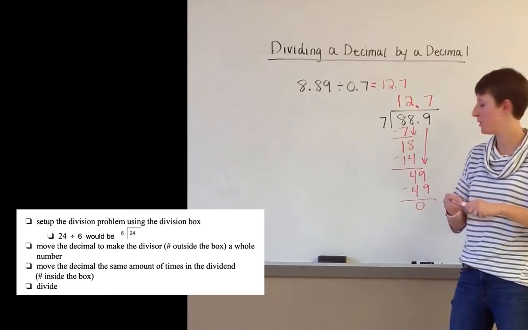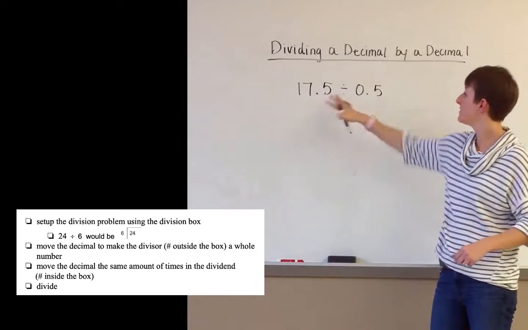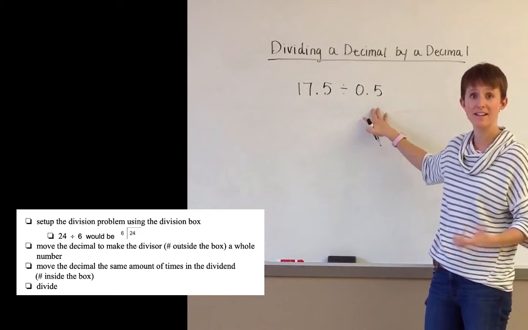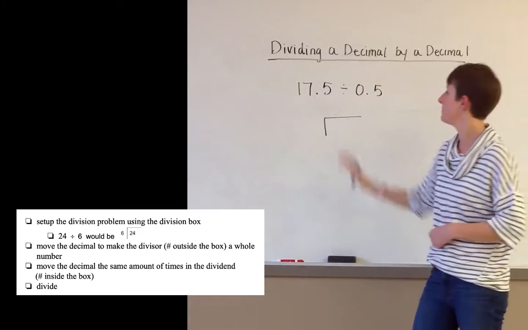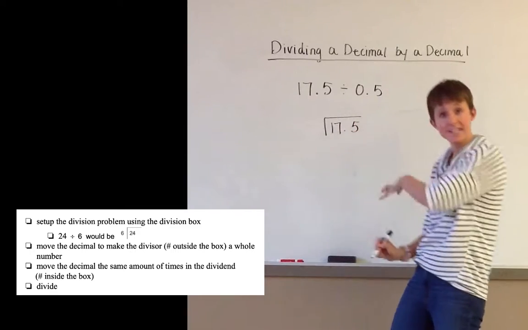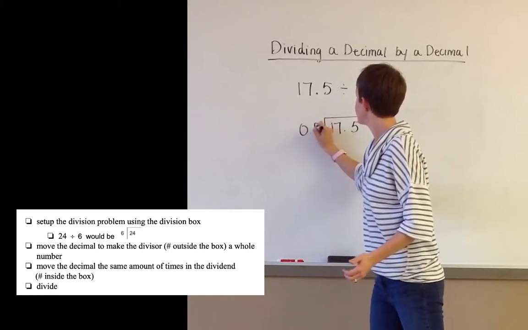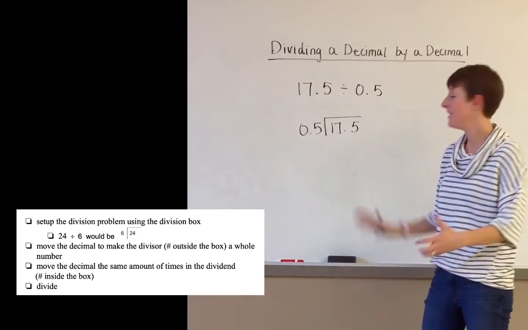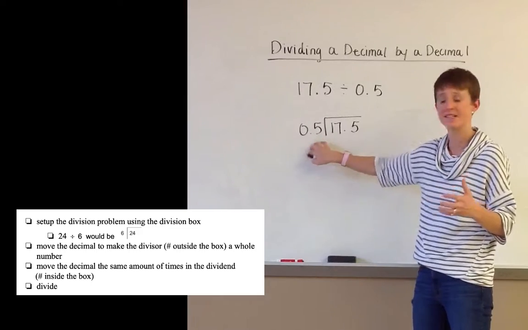Let's do the next example. So we have 17 and 5 tenths divided by 5 tenths. First, let's set it up using the division box. So 17 and 5 tenths is going to go inside. It's what I have to divide out. It's my dividend. And 5 tenths is going to go on the outside. Now again, I have a decimal divided by a decimal. It's awkward when my divisor is a decimal.